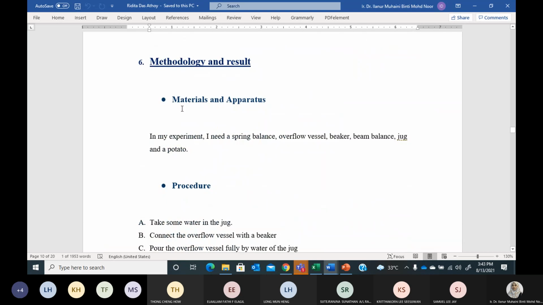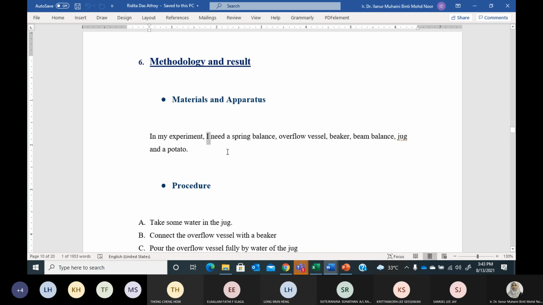Okay, then for the method procedure, you see, material apparatus. In my experiment, I need a spring balance, overflow vessel, beaker, beam balance, jug and potato. You cannot use the word I or we in a report.